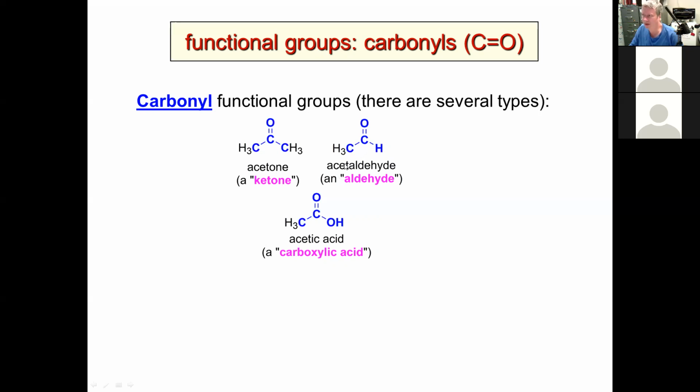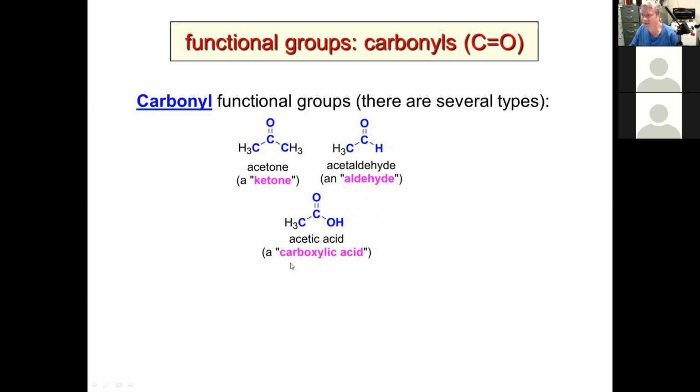An aldehyde is kind of like a ketone. An aldehyde is C double bond O with 1 carbon and 1 H. So what's the difference between a ketone and an aldehyde? The aldehyde has a CH, okay?